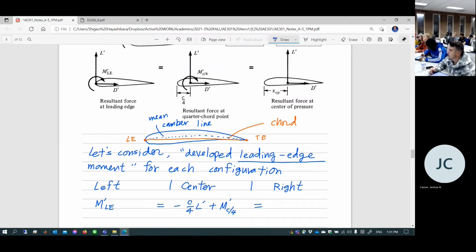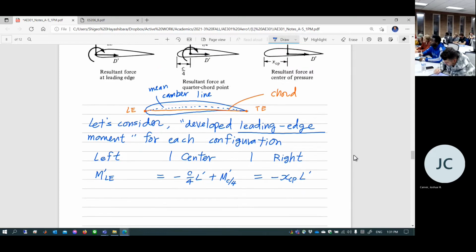So what about the moment developed at the leading edge? Minus would be pitch down, L prime times this distance. Okay? Pitch down moment at the leading edge. So this is going to be negative. Moment arm is XCP. L prime. By the way, prime is per unit span, okay? So those are all equal to each other.